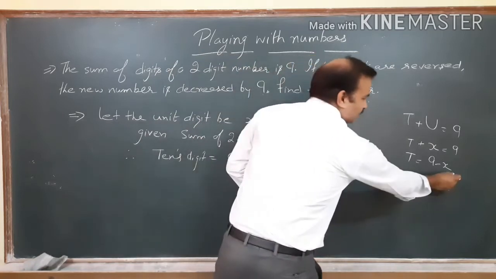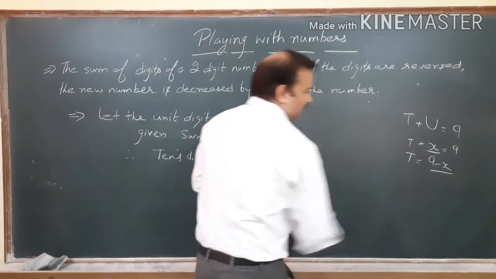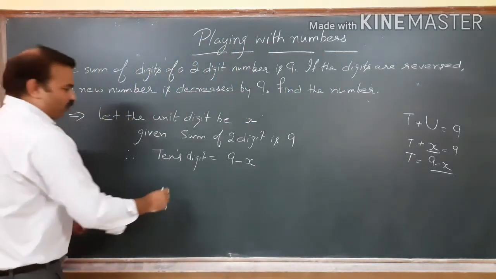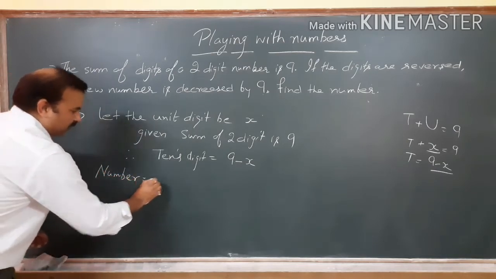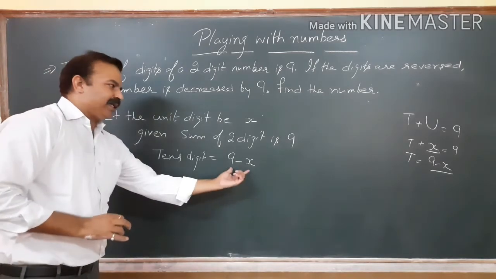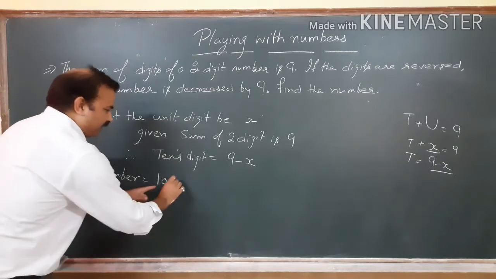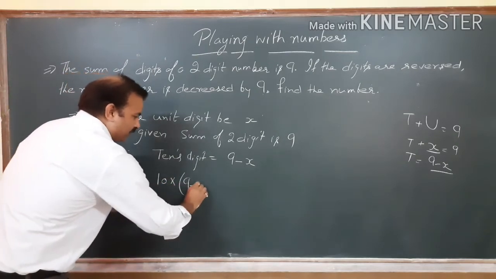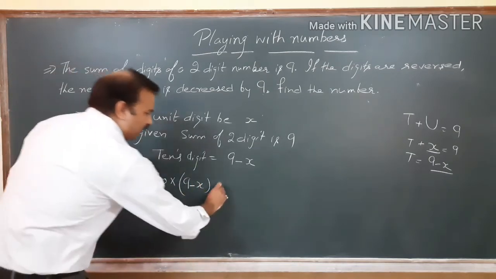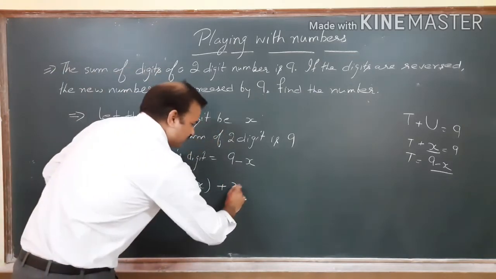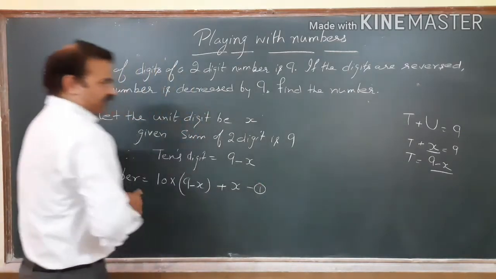Now please have a look. This is the tens digit, this is the unit digit. So in general form, what we can write for the number: the digit at the tens place is multiplied by 10. So the number will become 10 multiplied by (9 minus x), please put it in a bracket as 9 minus x has two terms, plus the unit digit, that is x. This is the first thing.